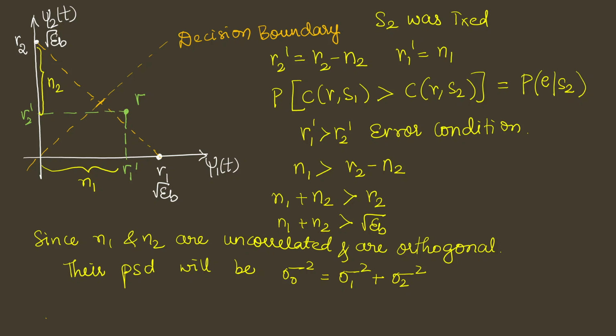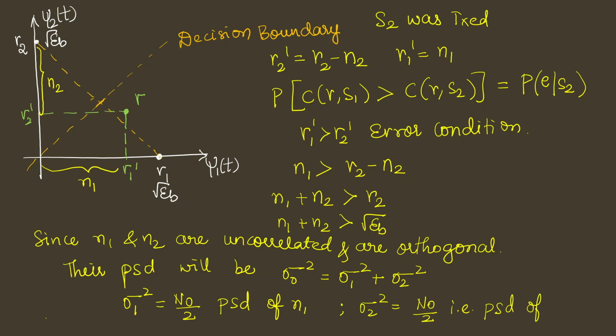of type AWGN with the power spectral density equal to N naught by 2. So keeping this in mind, sigma 1 square will be equal to N naught by 2, which is the power spectral density of noise n1, and similarly sigma 2 square will also be equal to N naught by 2, which is the power spectral density of n2. Therefore the total noise power spectral density will be equal to N naught by 2 plus N naught by 2, which is equal to N naught.